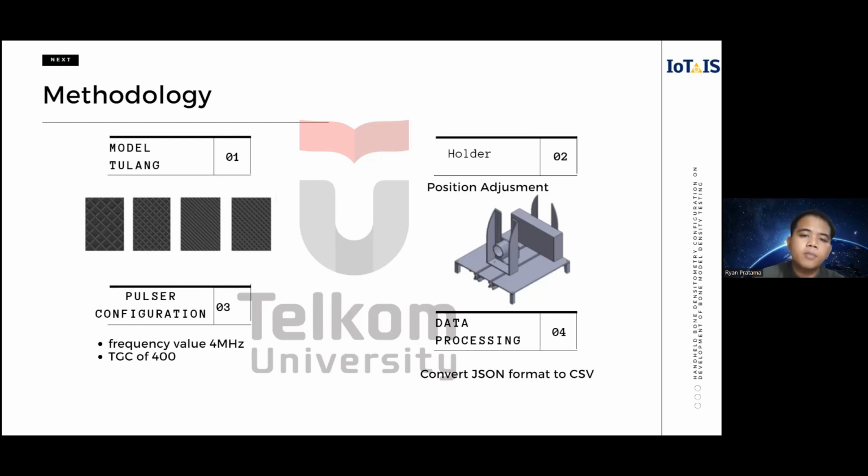After getting the data from the measurement, the next step is data processing. The output of the raw data is in JSON format, and we use a Python program to convert it into CSV format, which is easier to process and analyze.